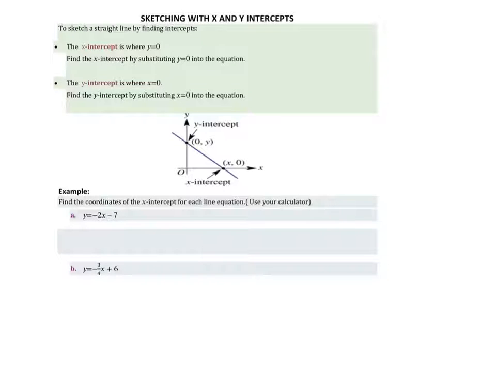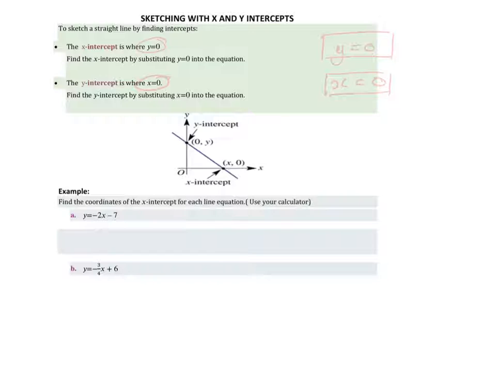This time we're going to be sketching graphs using our x and y intercepts. Our x-intercept is the place on the graph where y is equal to 0. So y will always be equal to 0 for our x-intercept. And for our y-intercept, it's where x is equal to 0. So it's really important that we remember: x-intercept, y is equal to 0; y-intercept, x equal to 0.